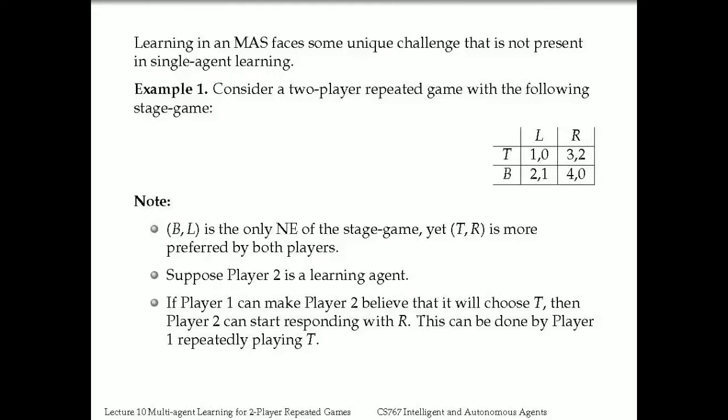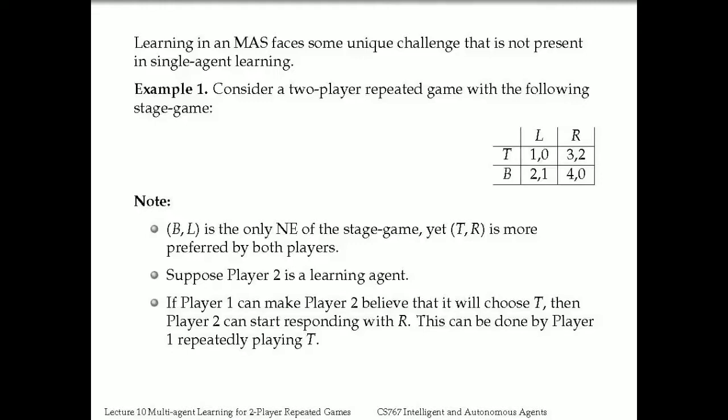And from the standpoint of player 2 or player 1, for example, imagine that player 2 is a learning agent, right? So in this way, there's a possibility that we could, for example, enforce a behavior that's not a Nash equilibrium in the stage game, but it's a behavior that we want. For example, if player 1 can somehow convince player 2 to believe that it will always choose T, then player 2 can start responding with the action R, and the game will stabilize at the outcome T and R.